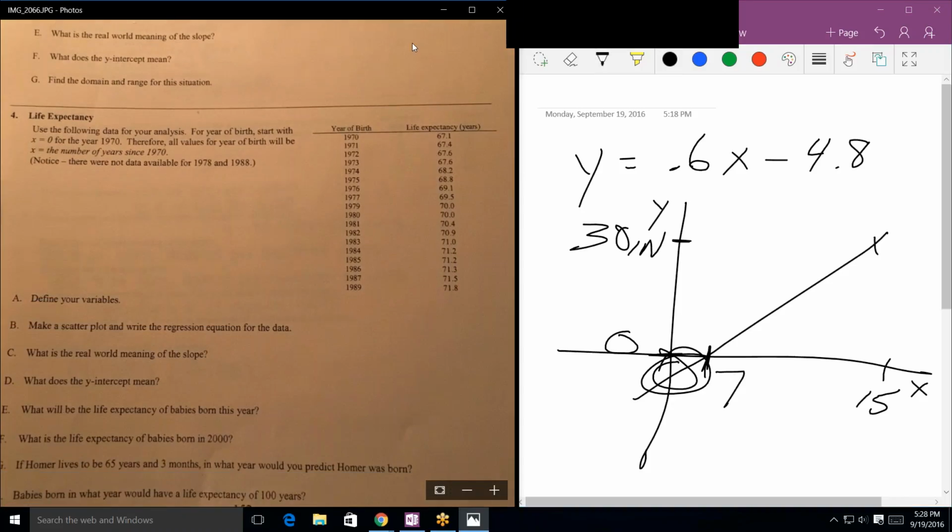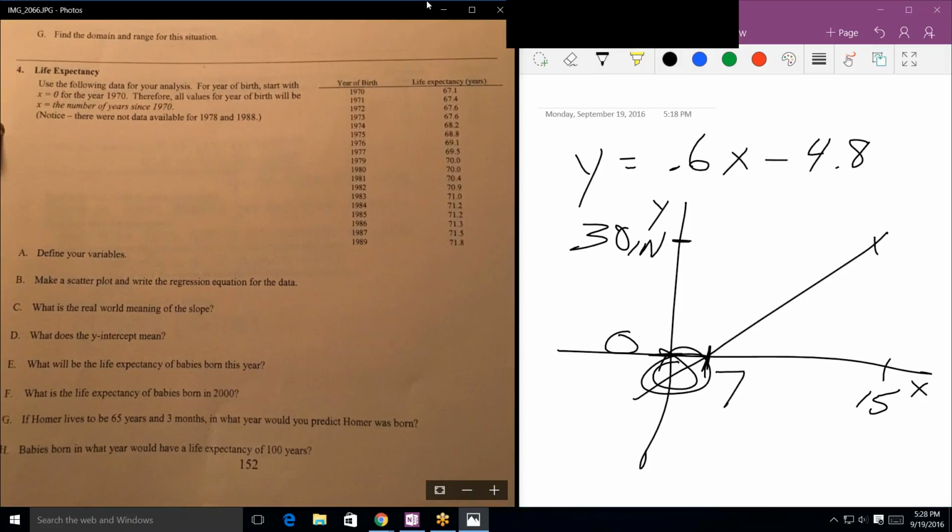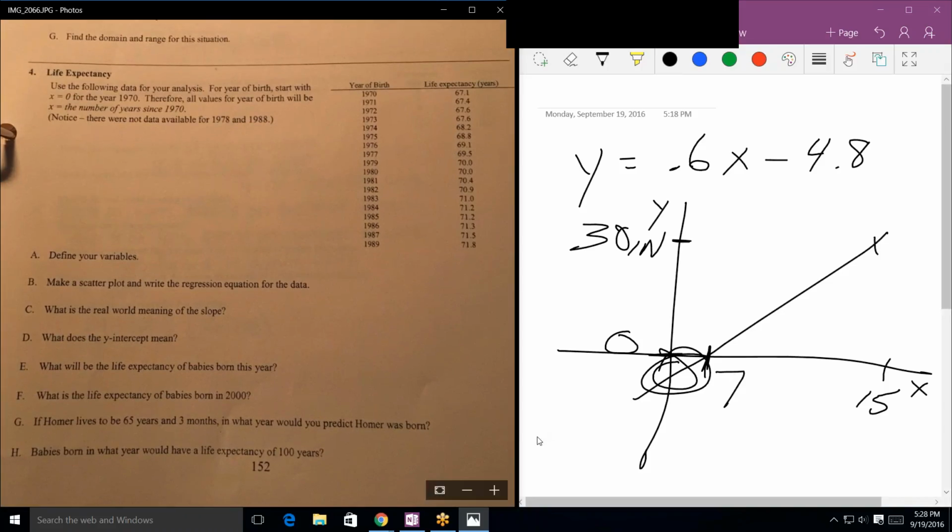Let's have a look at the next one. We're not going to be able to take the time to do all of it. Just make sure I understand it. Use the following data for your birth. Start with x equals 0.